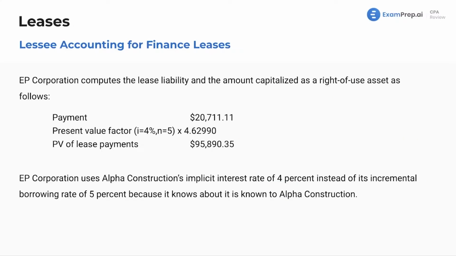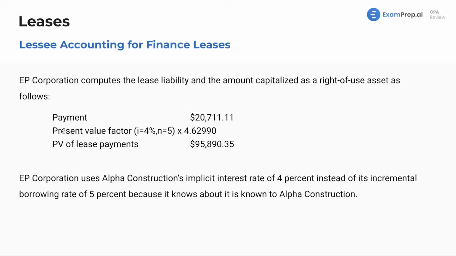Okay. First off, I'd say let's determine the present value of the lease payment. So the question might just straight up say, what is the present value of the lease payments? What's our current liability? Well, we're paying payments of $20,711. We are paying for 5 years. Now, this present value factor would have to be given to you. We're using our 4% because that is the implicit rate.